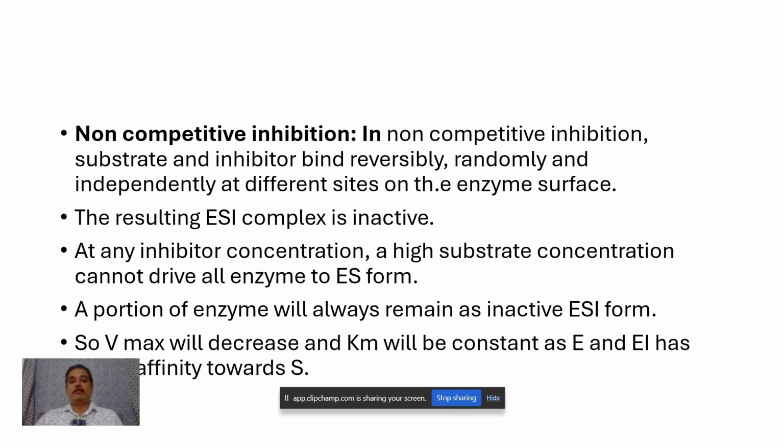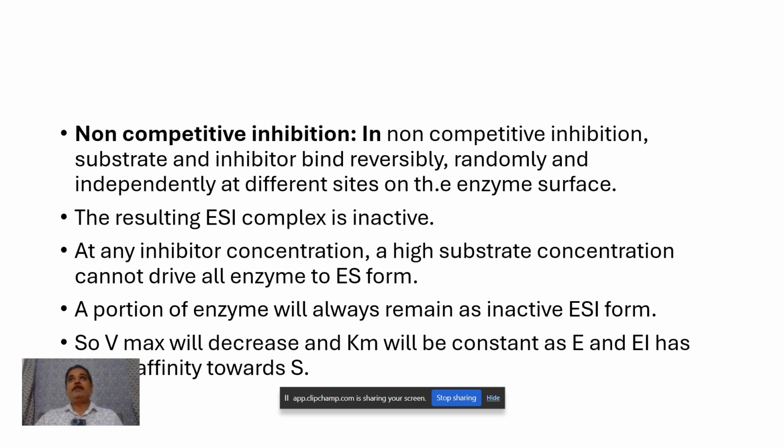It cannot form products. At any inhibitor concentration, a high substrate concentration cannot drive all the enzyme to the ES form. A portion of the enzyme will always remain as inactive in ESI form. So Vmax will decrease and Km will be constant as E and EI have equal affinity towards S.